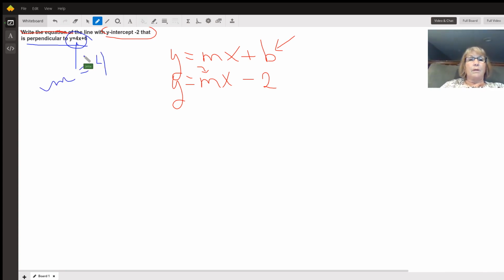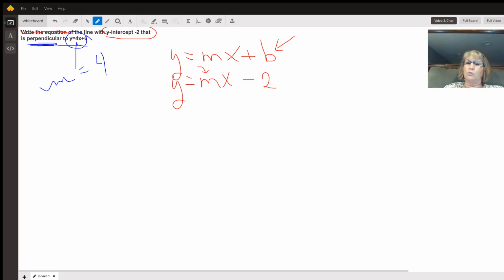But that's not the slope I'm looking for. I'm looking for a slope that's perpendicular to 4. So by definition, remember, if two lines have the same slope, then they're parallel. But if they have opposite reciprocal slopes, that means they're perpendicular. Opposite and reciprocal. So what would be the opposite and reciprocal of 4?